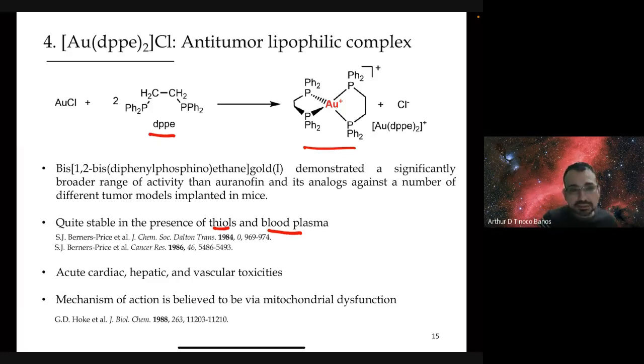But nonetheless, there are still toxicities associated with these types of compounds. What has been observed are acute cardiac, hepatic, and vascular toxicities. It's still believed that the primary mechanism of action of the gold in these compounds is via mitochondrial dysfunction, so again, affecting the thioredoxin system, which would then affect the mitochondria.